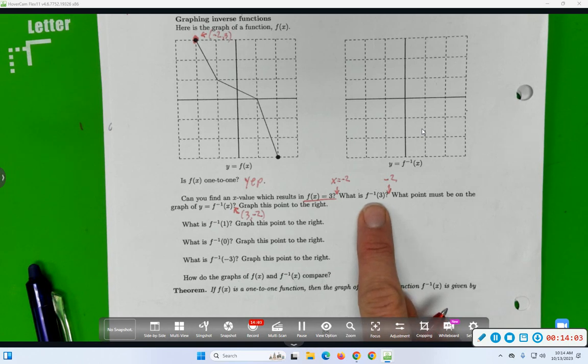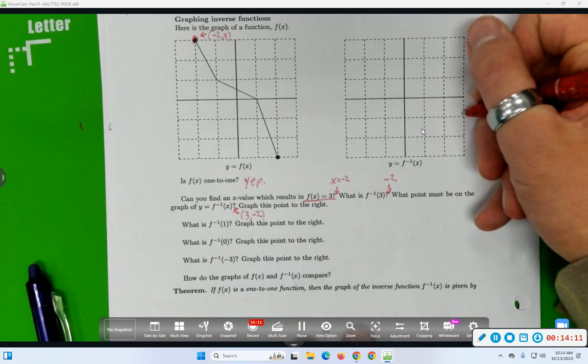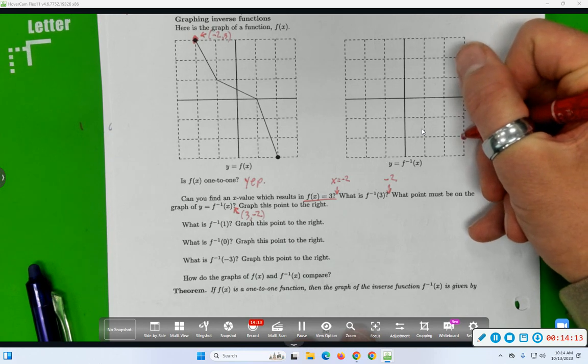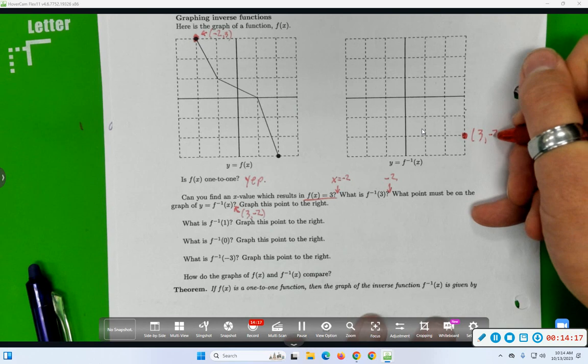So f inverse sends an input of 3 to an output of negative 2. So (3, negative 2) is on the graph of the inverse. Let's plot that point: 1, 2, 3, then 1, 2. This point, (3, negative 2), is on the graph of the inverse function.